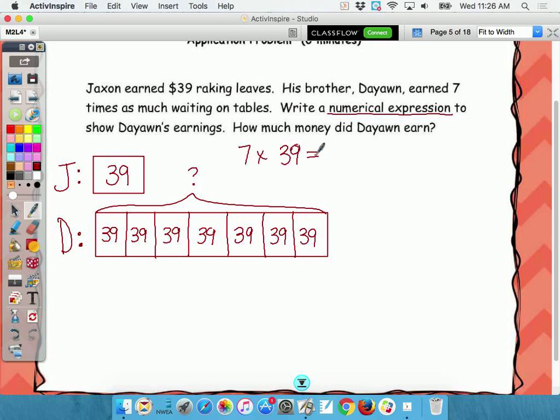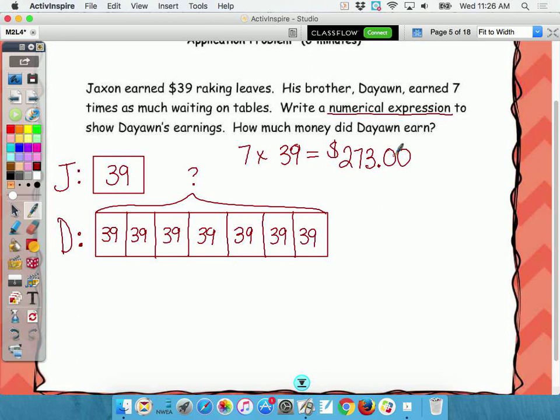And the answer, boys and girls? 273. And that would be in dollars, right? Okay, and if I were going to write a sentence, which you could have done while you were waiting, I did. Okay, is to put it in: Dayon earned $273 waiting on tables.